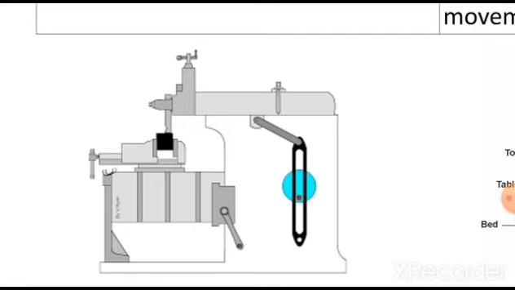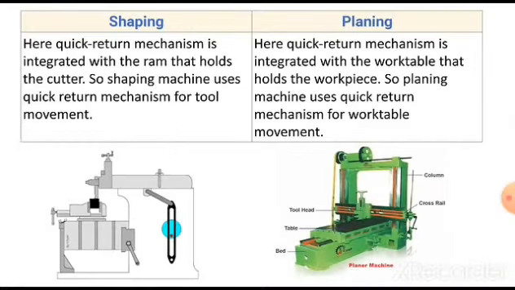So here the quick return motion mechanism is attached to the cutting tool. That means it is attached to the ram and ultimately to the cutting tool. So here the quick return mechanism is integrated with the ram that holds the cutter. So the shaping machine uses a quick return mechanism for tool movement. In the shaping machine, we are using the quick return motion mechanism for the cutting tool.